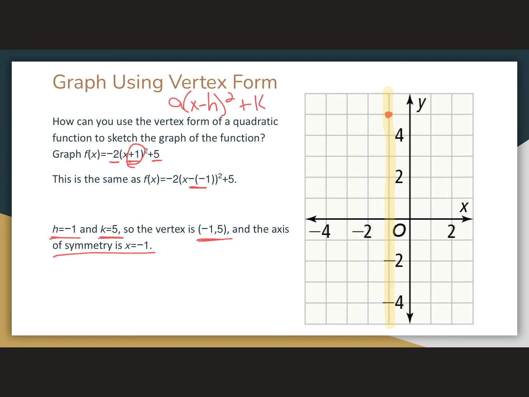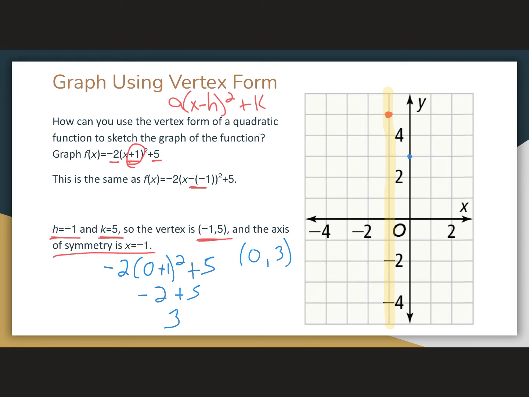In order to do more, I'm going to need to choose other values and put them into my equation to find other points. So let's try if x is 0. So I have negative 2 times 0 plus 1 squared plus 5. So I've got negative 2 plus 5, which is, not negative, sorry, positive 3. So that's my first point. It's going to be (0, 3).